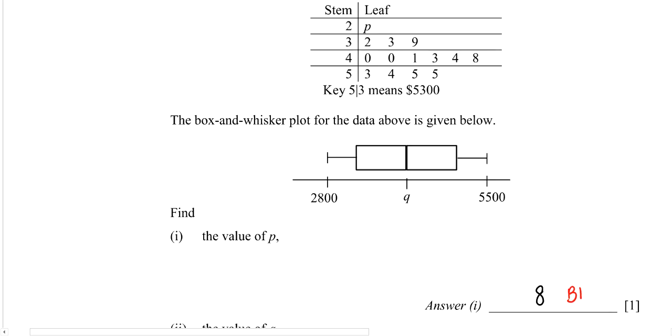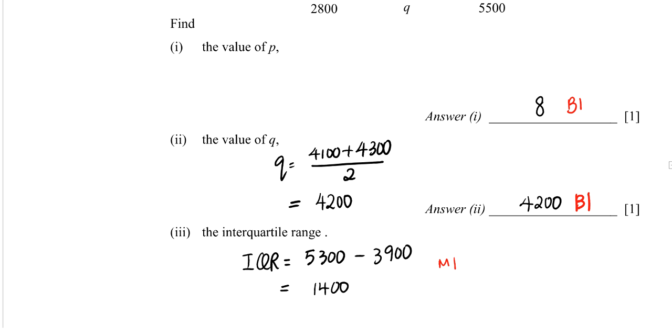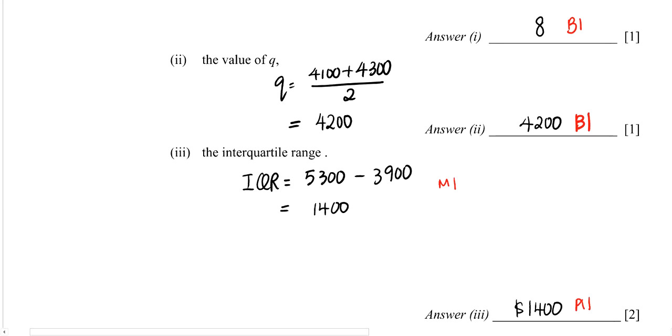Stem and leaf diagram. Value for P8, Q 4200. Interquartile range. Please spell it out. Yeah, cannot. 1400. Who needs help for any of this? Stand up quickly.